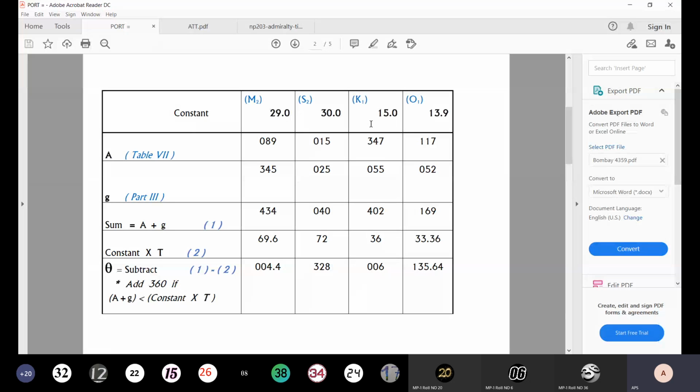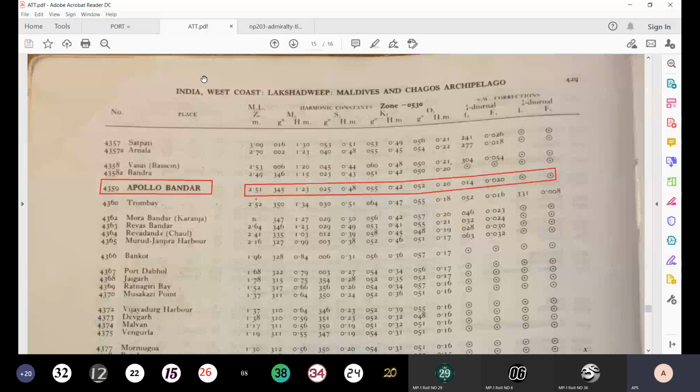Sir, I did not understand g, sir. Can you repeat? Okay, see. First we had to find capital A, and for capital A you had to go to table 7 at the beginning of the volume. Small g you have to get from part 3. What is part 3 of volume 2? This page where you have M2, S2, K1, O1, and under M2 you have small g, capital H. Under S2 small g, capital H. Under K1 small g, capital H. Like this for O1 also. So we have the value of g and capital H under M2, S2, K1, O1 given in your part 3.